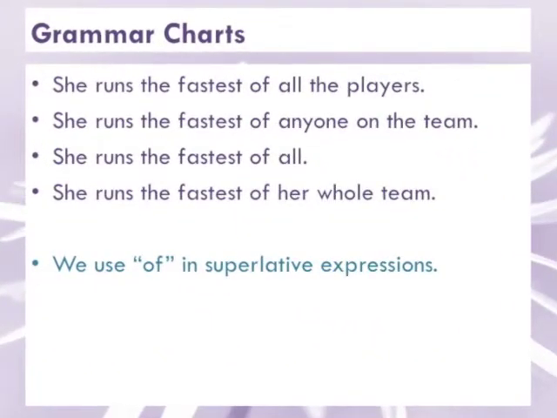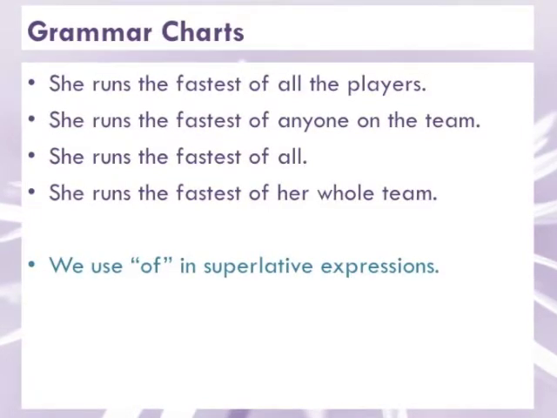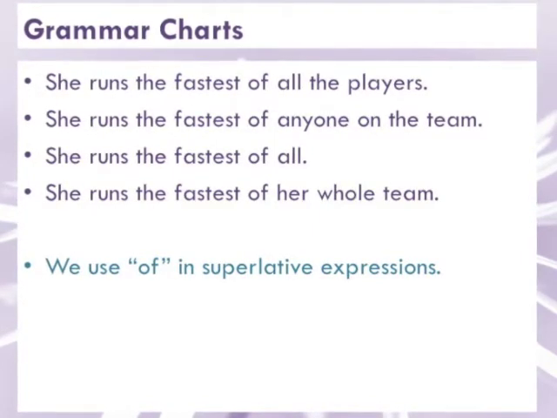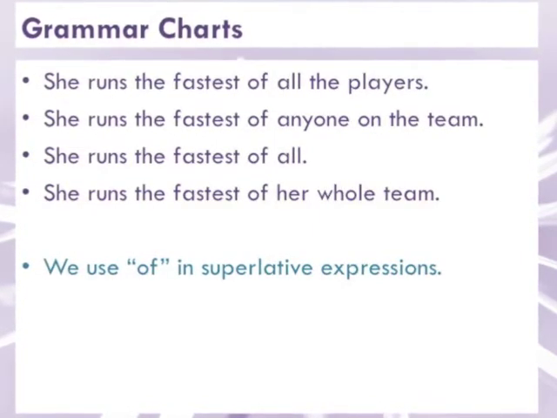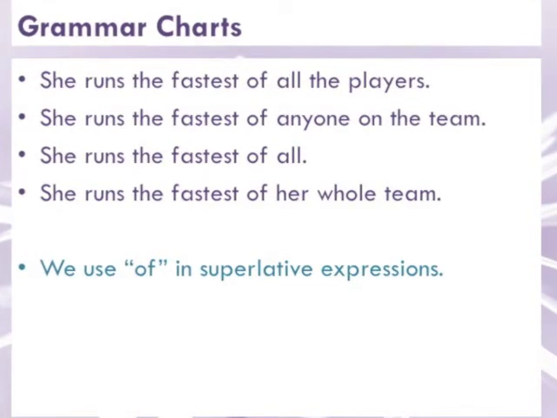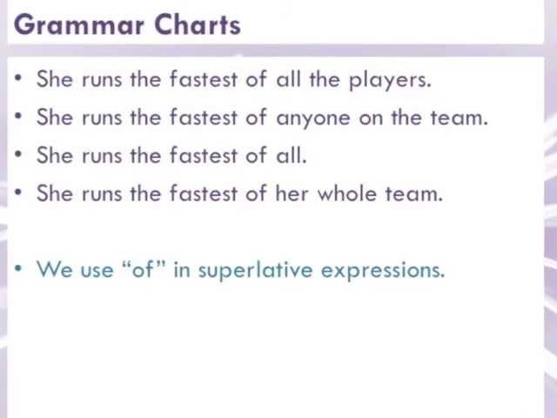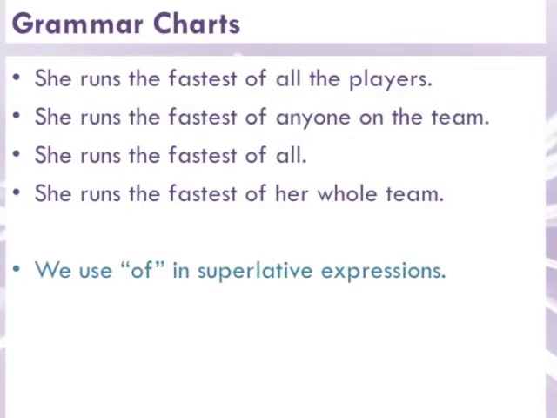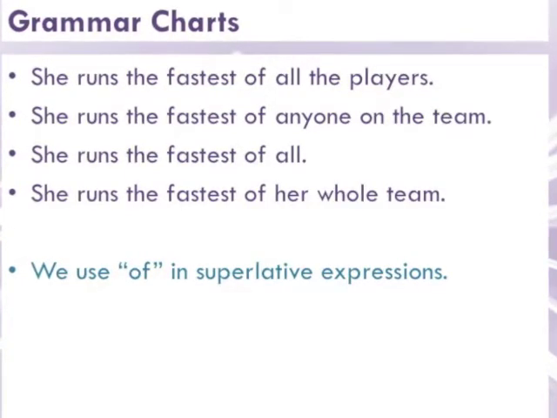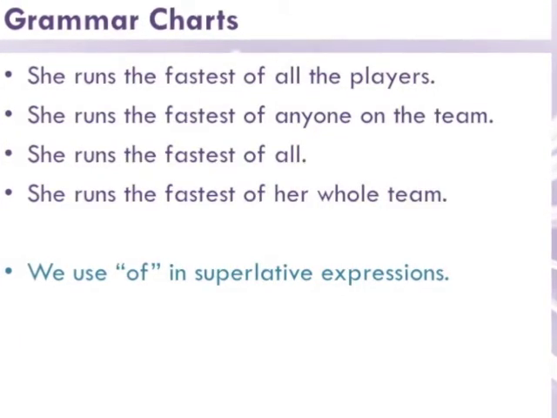Okay, so let's move on to get more specific about the superlative expressions. When we use the superlative, we use of. So let's look at these example sentences. She runs the fastest of all of the players. She runs the fastest of anyone on the team. She runs the fastest of all. She runs the fastest of her whole team. The expression with of shows who we're comparing it to.